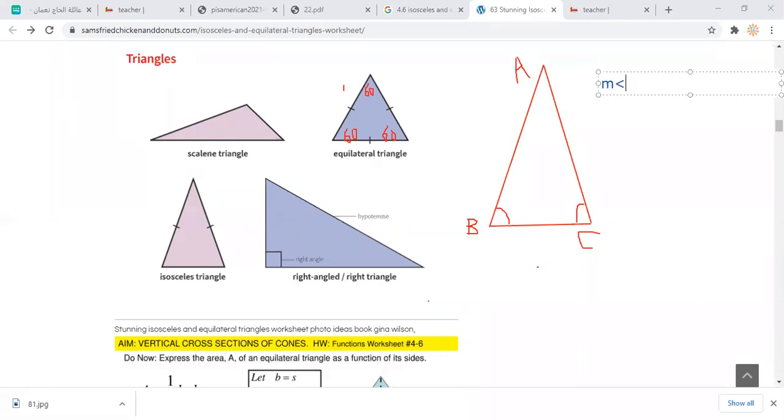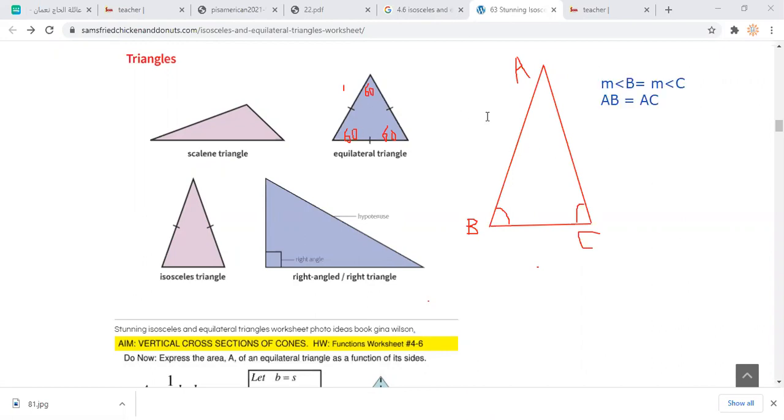So in the figure opposite to you, measure of angle B equals measure of angle C. Okay, then the length of AB equals the length of AC. Okay, then this is the opposite.